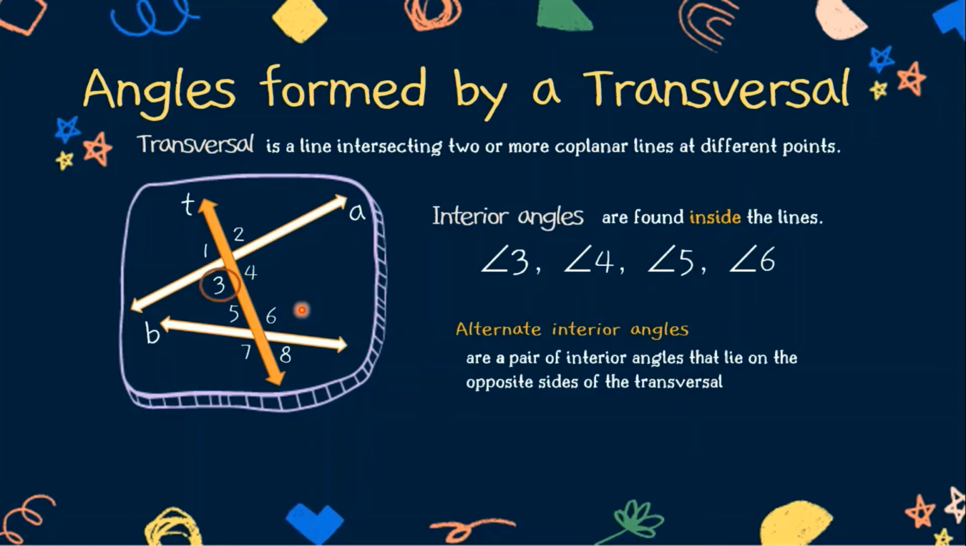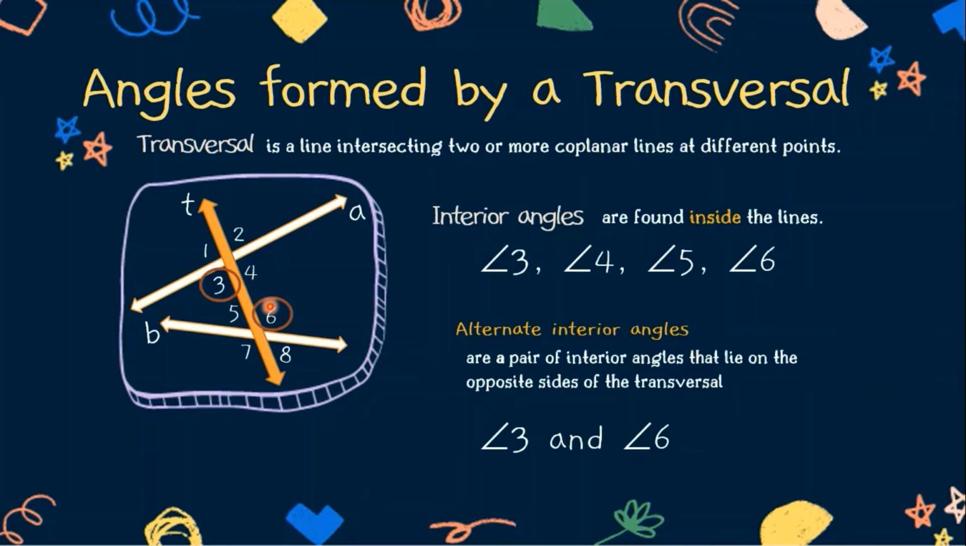First pair natin, we have angle 3. Ang angle 3 ay nasa left side ng ating transversal. Yung kanyang kapares na alternate interior ay angle 6. Angle 6 naman ay interior angle na nasa right side ng transversal. Therefore, ang ating first pair of alternate interior angle ay angle 3 and angle 6.